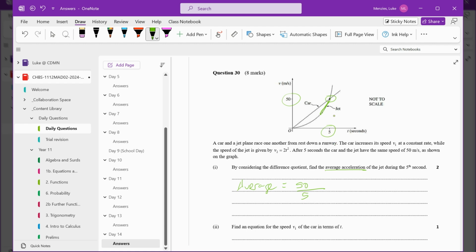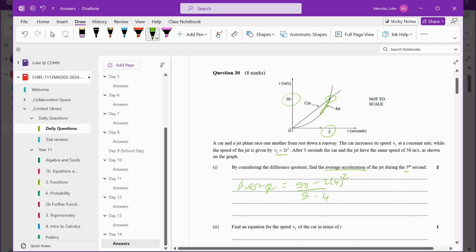To get the other one, I needed another point on the jet. Because it's talking about the average rate of the jet, I need another one. So I'm going to say minus 2 lots of 4 squared. The reason I pick 4 is because it is a different spot on the jet axis. And I'm going to say minus 4.